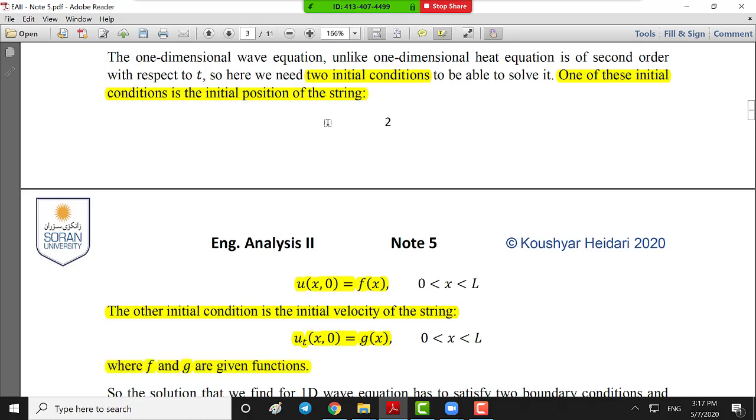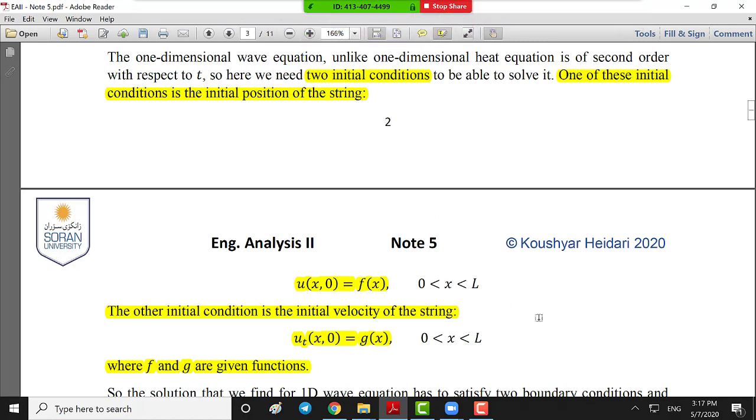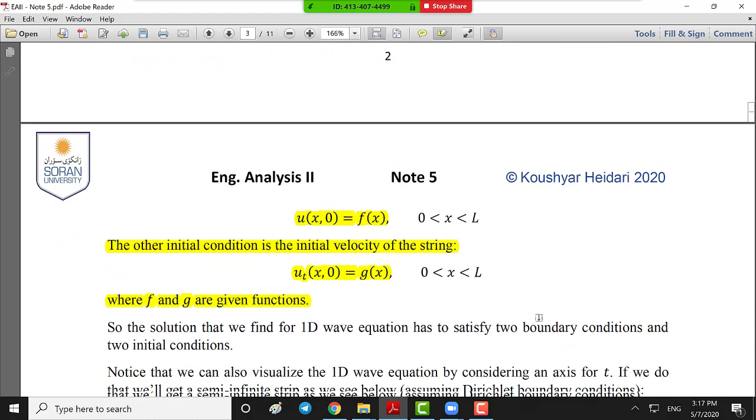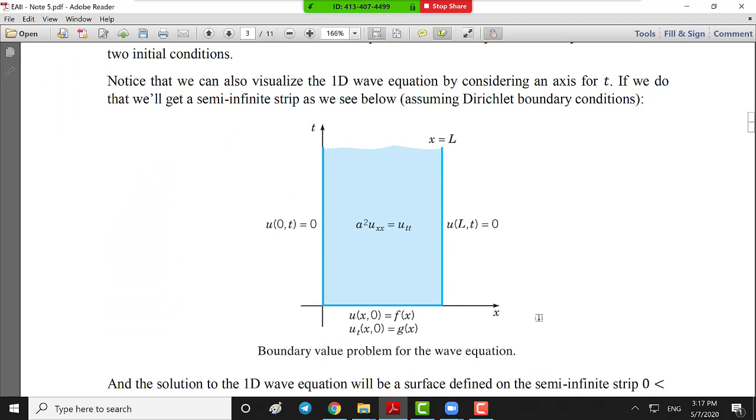So, the first initial condition, we call it the initial position. The second initial condition, we call it the initial velocity. Okay? Are we good? Questions? Guys, are you awake?